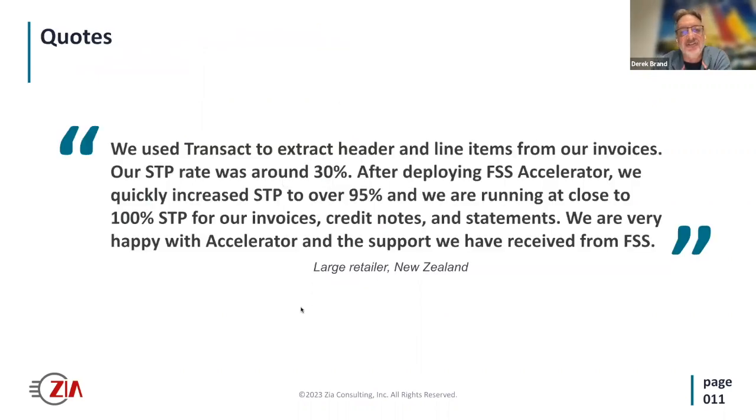So yeah, this is just a quote from one of our customers over this part of the world, and I don't think this is untypical. They had a straight-through processing rate. This was initially an invoice implementation, one of those first three. They got about a 30% straight-through processing rate. We built the first iteration of Accelerator, and they went up immediately to very high straight-through processing rates, and they've maintained that as they've rolled out lots of different document types going forward.